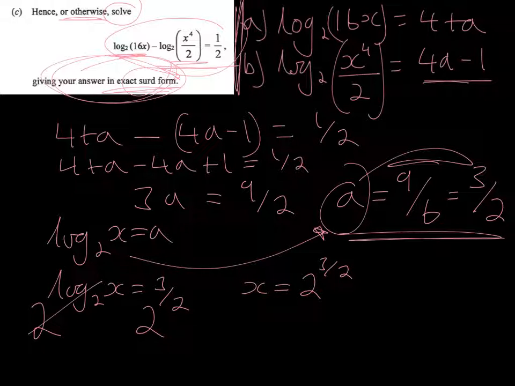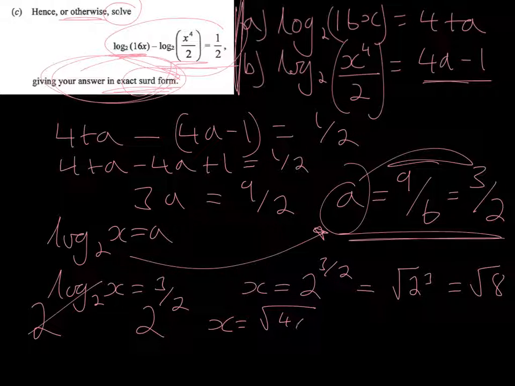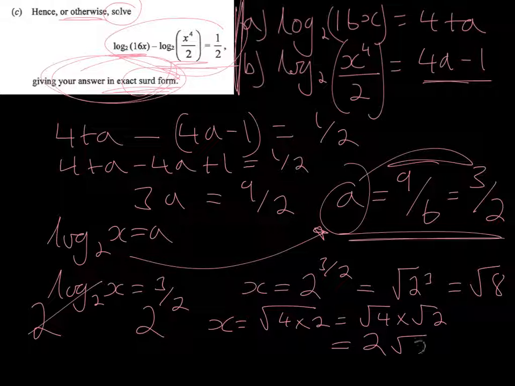Now, in order to get it in surd form, we need to interpret this using index laws. So this is going to be the same as the square root of 2 cubed. Now, 2 cubed, we know, is 8. So that is going to be the square root of 8, which we can express as the square root of 4 times 2, which is the same as the square root of 4 times the square root of 2. The square root of 4 is 2. So our solution is going to be x equals 2 root 2.